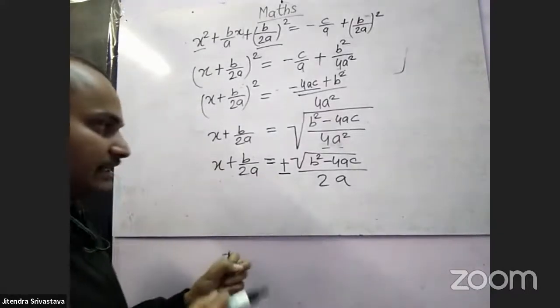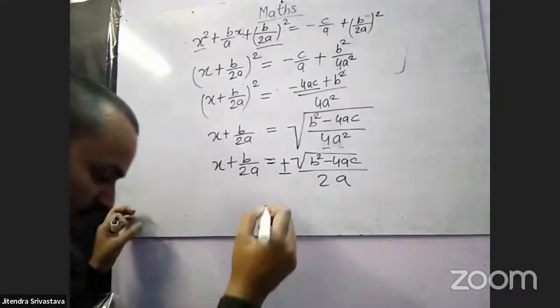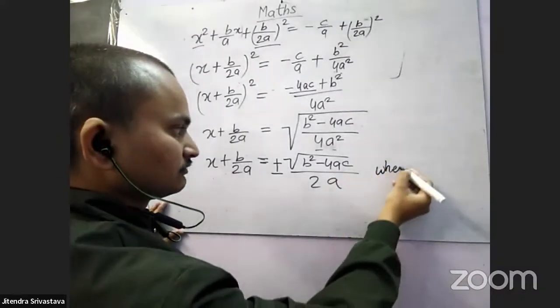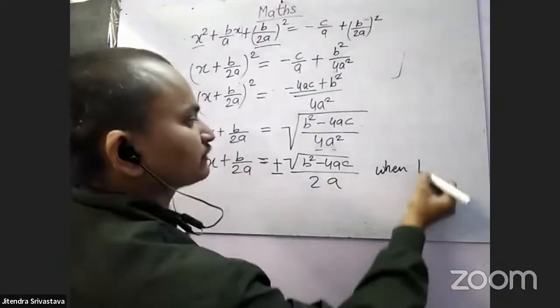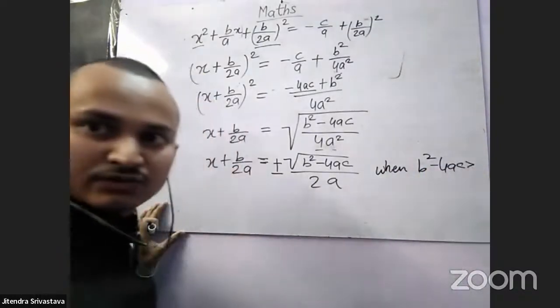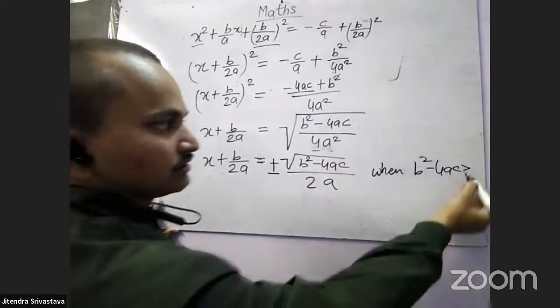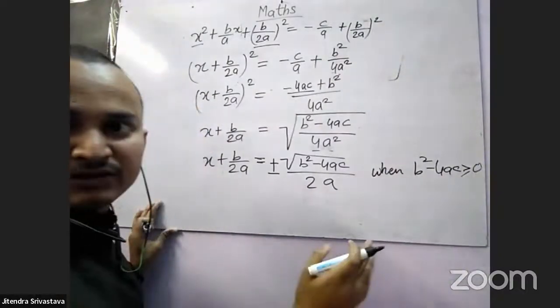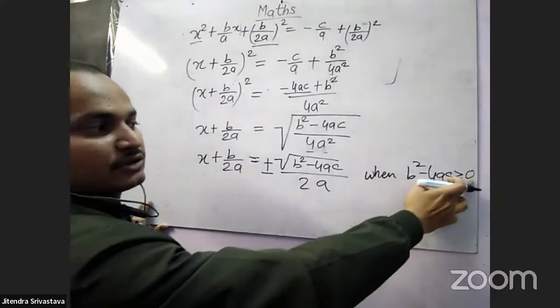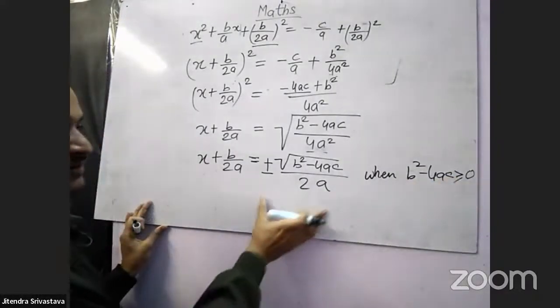Now what will we do next? Here, when b square minus 4ac is greater than or equal to 0, only then will this rule be followed. I think it is not visible to you all. b square minus 4ac is greater than or equal to 0, then only this rule will be followed.